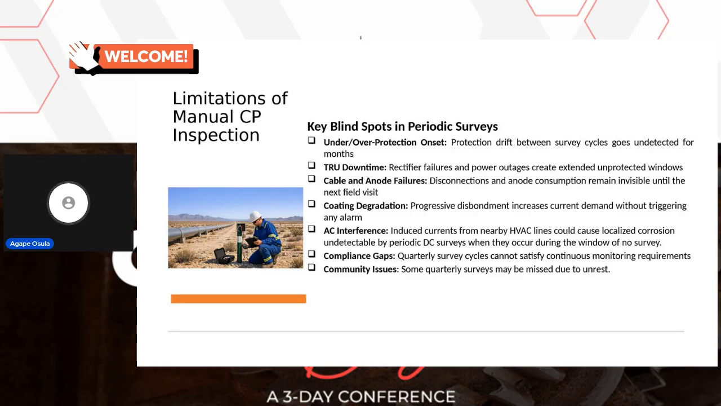One of the blind spots is that if you have under or over protection at the periods when you are not doing your CIPS survey, you will not know. And this is very, very important, because we want to maintain the pipeline at those potentials throughout the year, not at certain times, right?